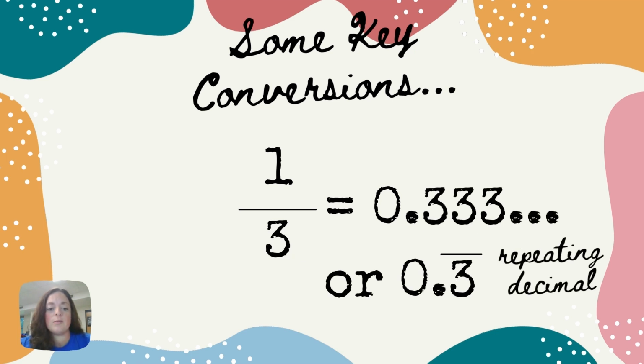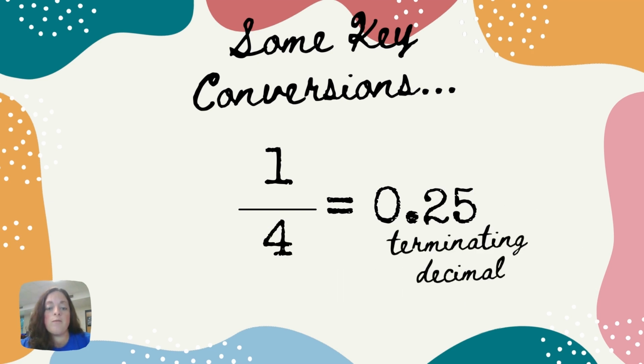1/3, however, is 0.33333, repeating forever and ever. We can rewrite that as 0.3 with a bar over the 3 to represent that it repeats. This is called a repeating decimal. It never, ever stops. It repeats forever. 1/4 is equal to 0.25, or 25/100. This is a terminating decimal. 1/5 is equal to 0.2, or 2/10, which is also a terminating decimal.